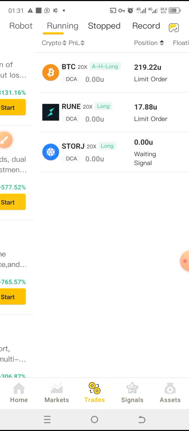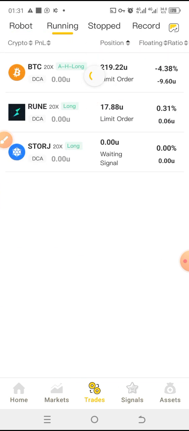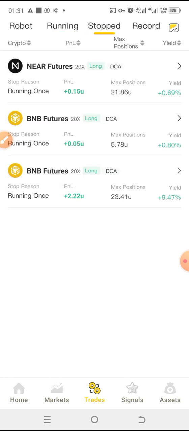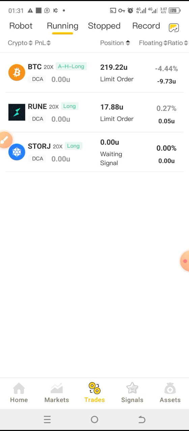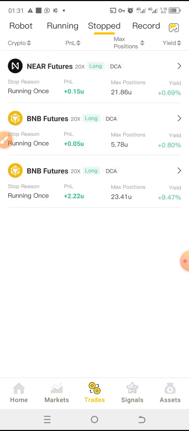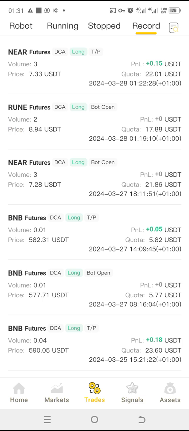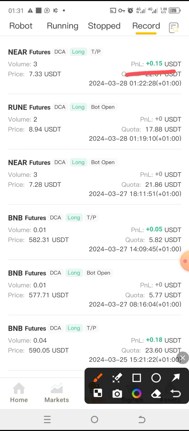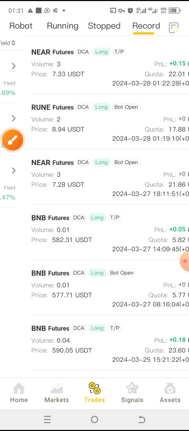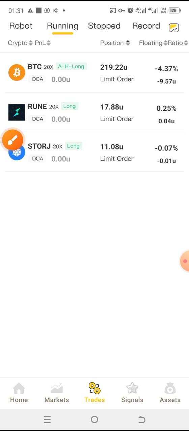Now let's go and check our trade again. I intentionally do this so that you know that. Wow, there is a profit. Profit has been taken from NEAR. So just now as we are talking, one of these has stopped. This is NEAR, and it gives us a profit of 0.15. I was using $1 to trade, and I had a profit of 0.15. So that's awesome. While I was talking, while doing this video.